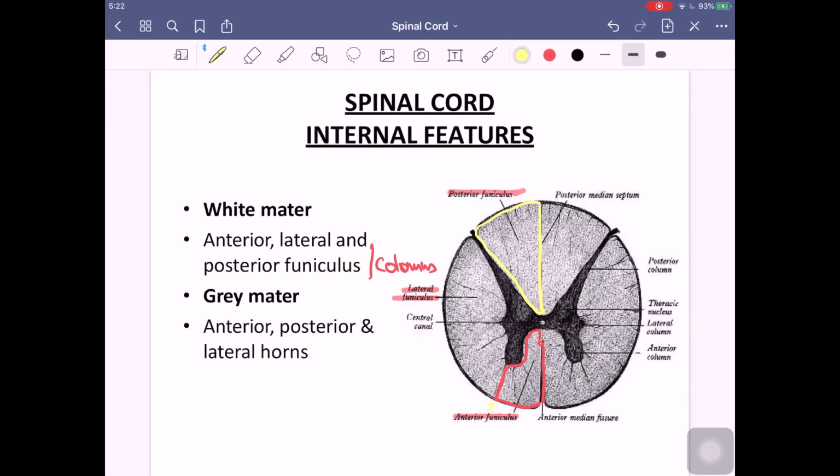Now between your anterolateral, which is here, and your posterolateral, which is here, the area which is left in between is what we call a lateral column or lateral funiculus. Same thing on the other side also. Clear? So thereby this is the division of your white matter.